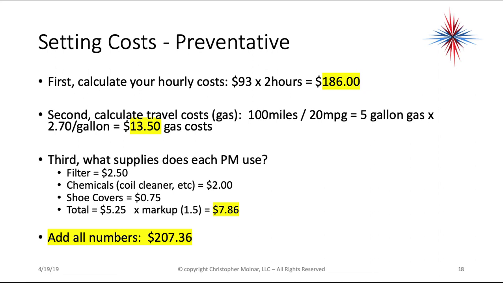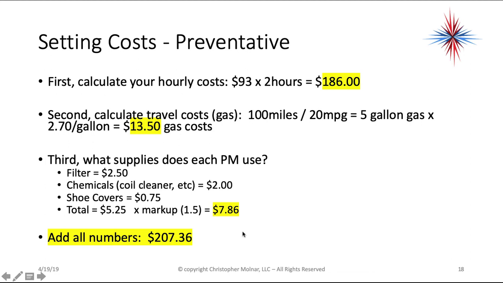So we're going to take our total cost, which adds up to $5.25, and I'm going to mark it up. Okay, I have to. I'm in business to make money, but I don't want to mark it up too high. So if we go 50% profit margin, again, that's a fair profit margin, we're going to come up to $7.86. You add all of these numbers, the $186 for my 2 hours labor, the $13.50 gas cost, the $7.86, we come to $207.36.